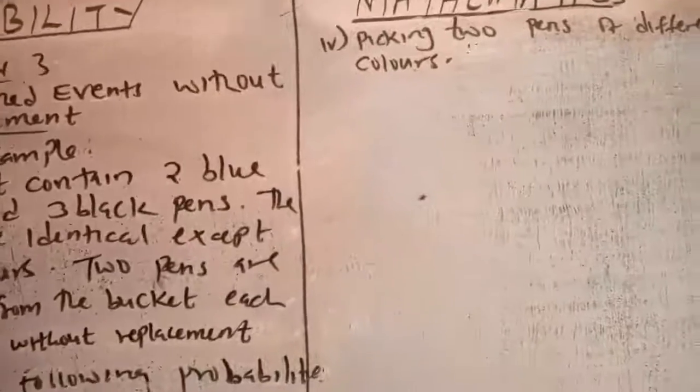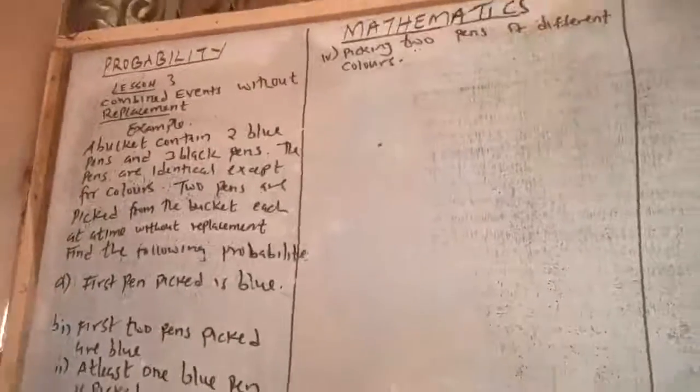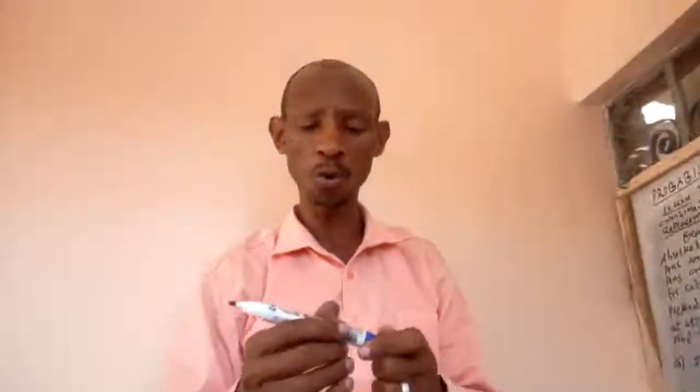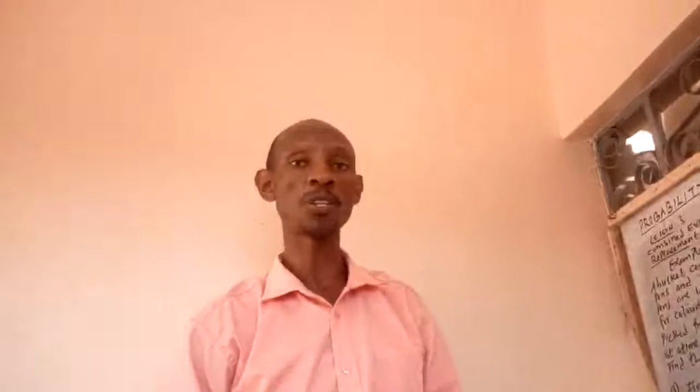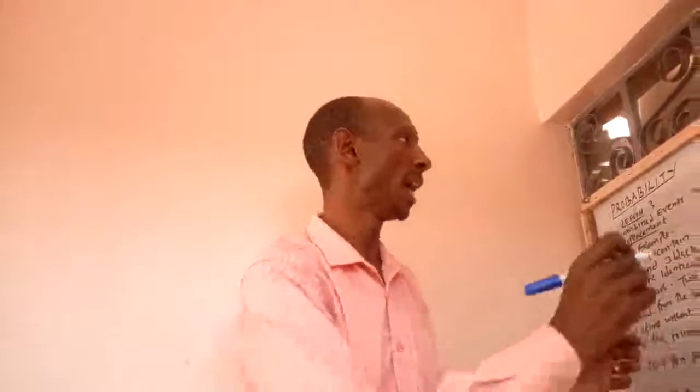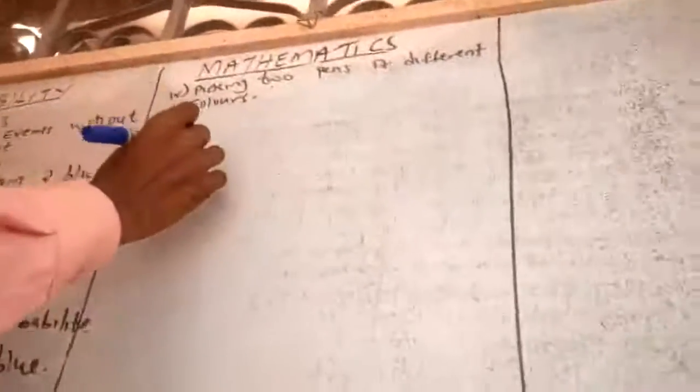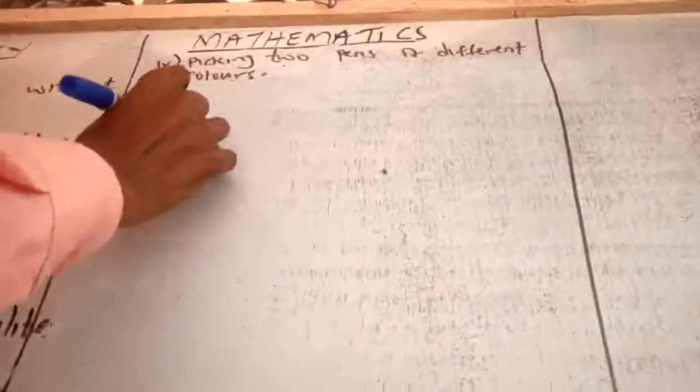Having said that, what you are supposed to do is come up with a tree diagram. You are supposed to draw a tree diagram which will help or guide you here. I am going to come up with a tree diagram.